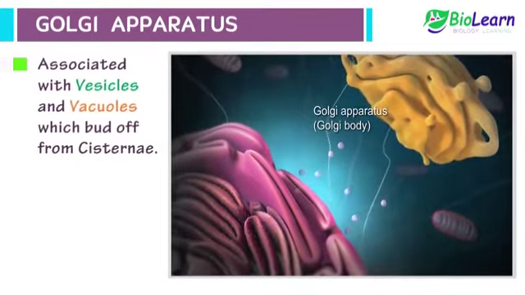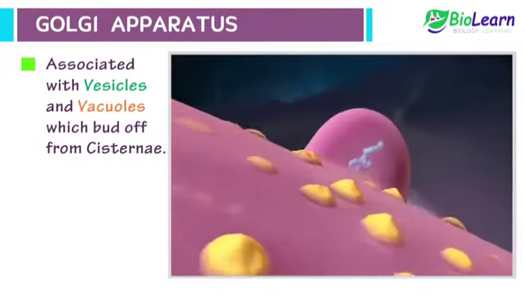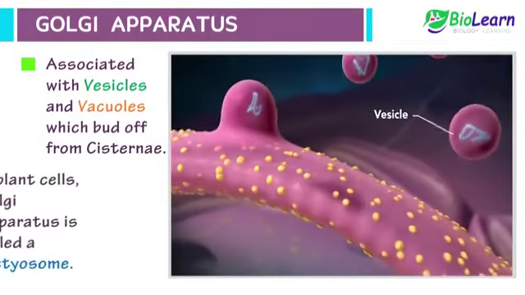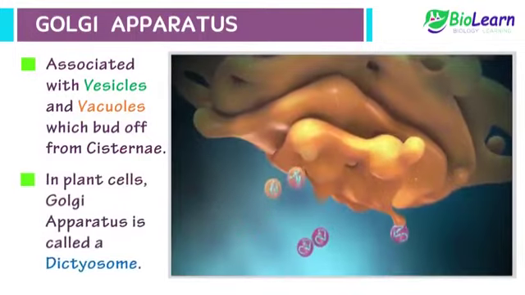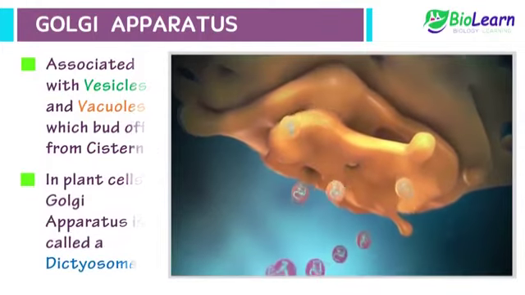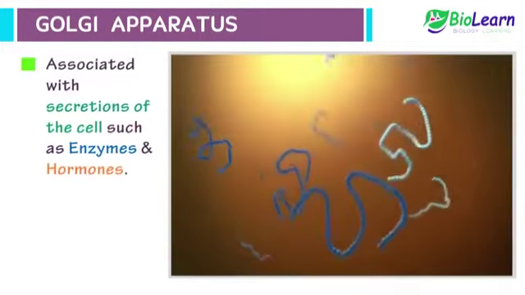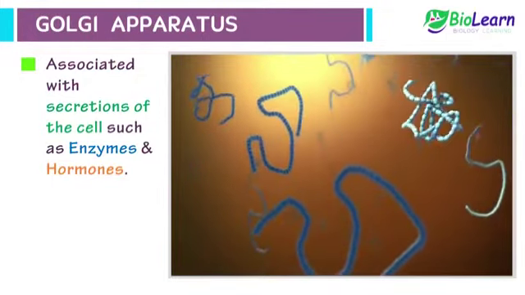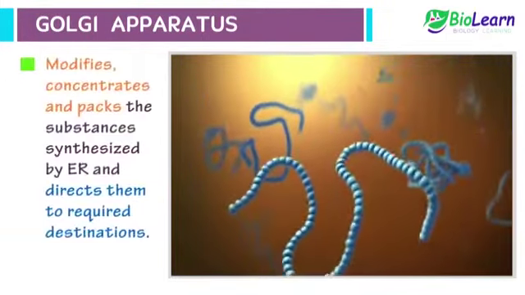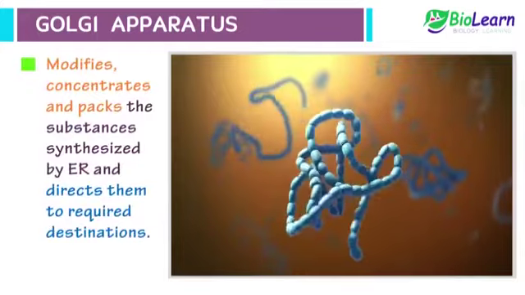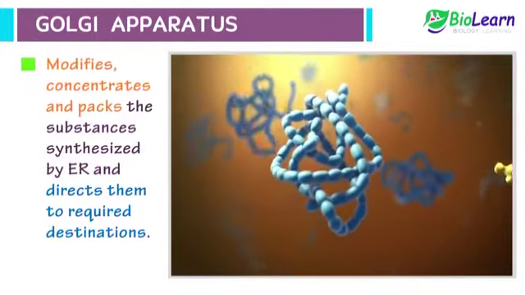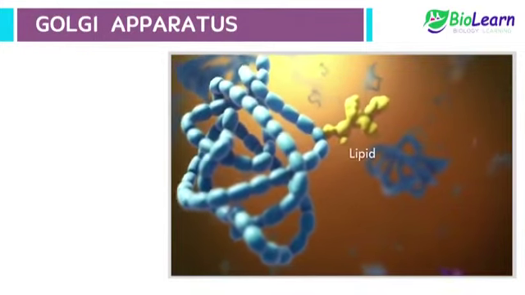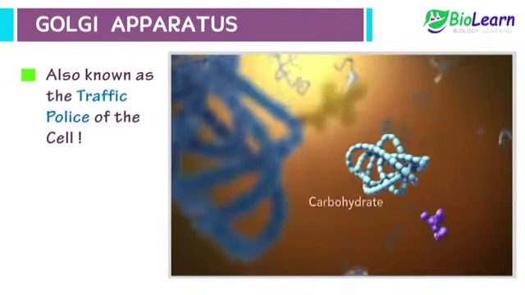It is associated with some minute vesicles and vacuoles which bud off from cisternae. In plant cells, the Golgi apparatus is known as dictyosome. The Golgi apparatus is associated with the secretions of cell such as enzymes and hormones. It modifies, concentrates, and packs the substances synthesized by the endoplasmic reticulum and directs them to the required destinations. It is also known as the traffic police of the cell.